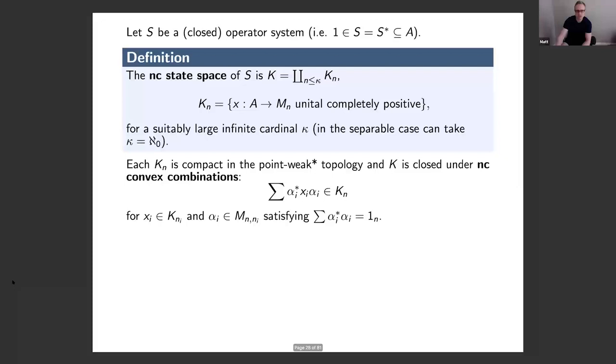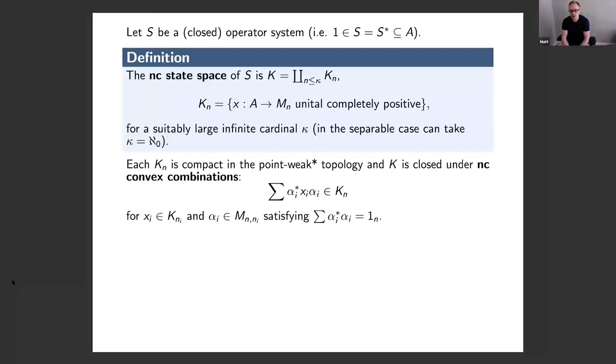And so notice, by the way, that if n is equal to 1, this is just the ordinary state space. And I guess one of the themes in my talk is that this is really, in the non-commutative setting, the right counterpart of the state space of a commutative function system or commutative C-star algebra. So this space K has the property.